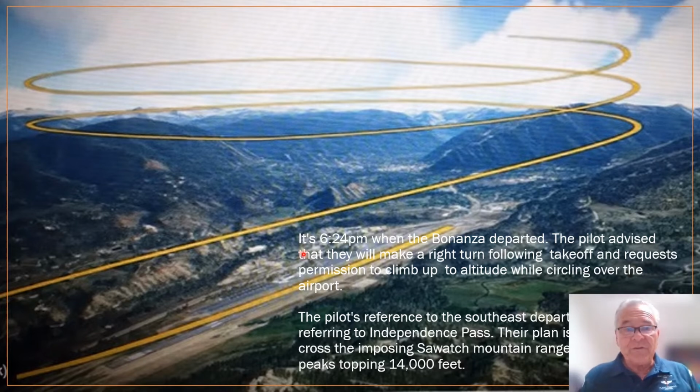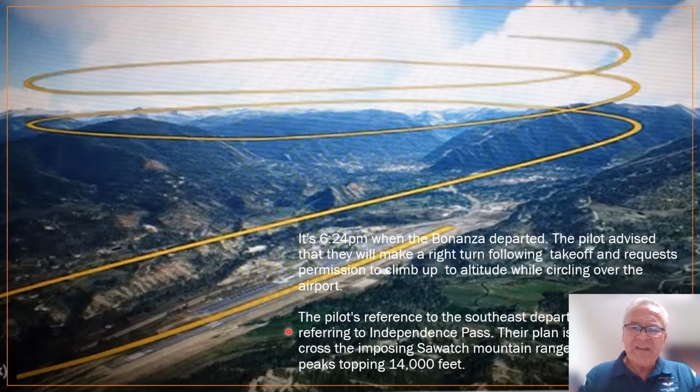And now it's 6:24 p.m. When the Bonanza departed, the pilot advised they will have to make a right turn following takeoff and request permission to climb up to altitude while circling over the airport. That's a common VFR departure to the east from Aspen. I remember doing that in the 70s.